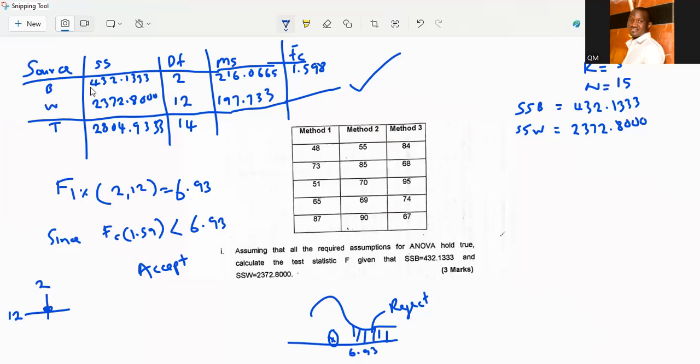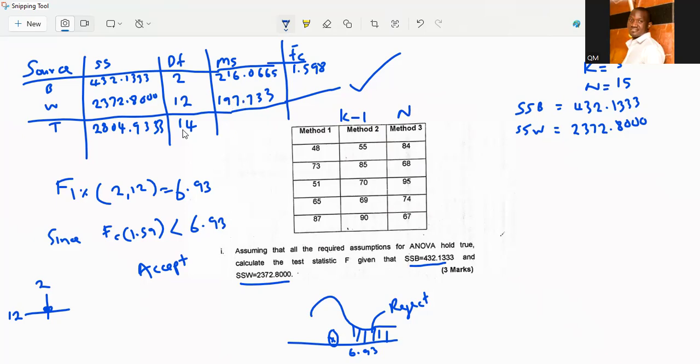Okay, so we were given the sum of square between and the sum of square within. These are the two figures there. So how did we get these two? The k minus 1. Our k in this case was 3, with the 3 columns. 3 minus 1, that is a 2. So 2 into there, we got that figure. Our n was 15. So 15 minus 3, we found this 12. So 12 into this figure, that's how we got this.